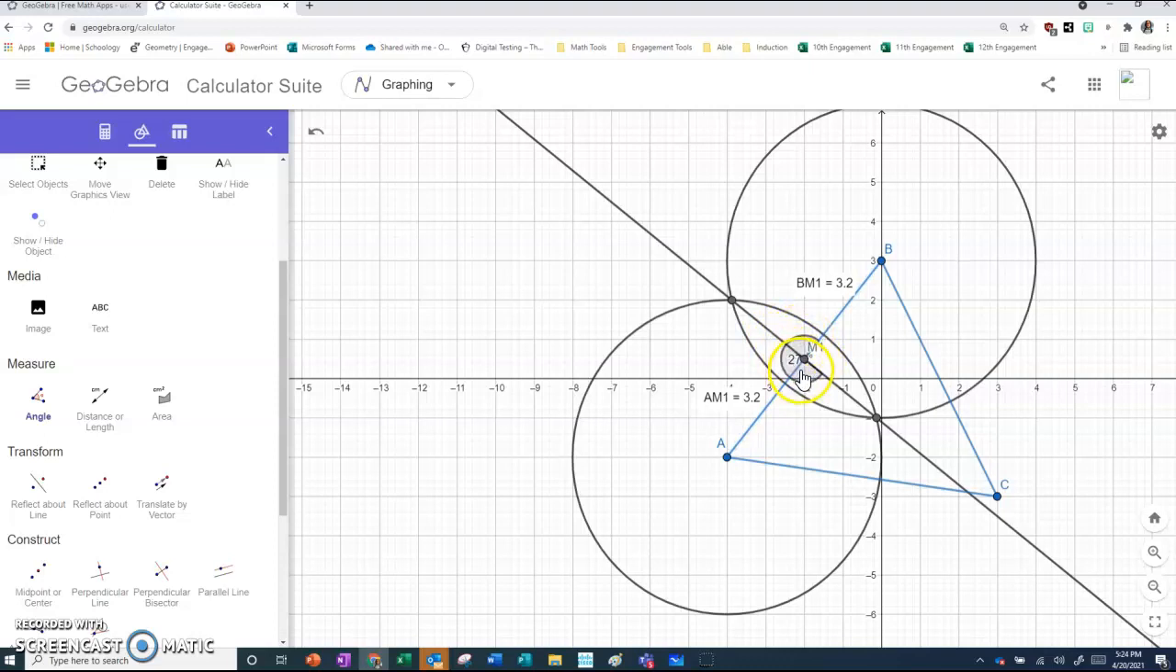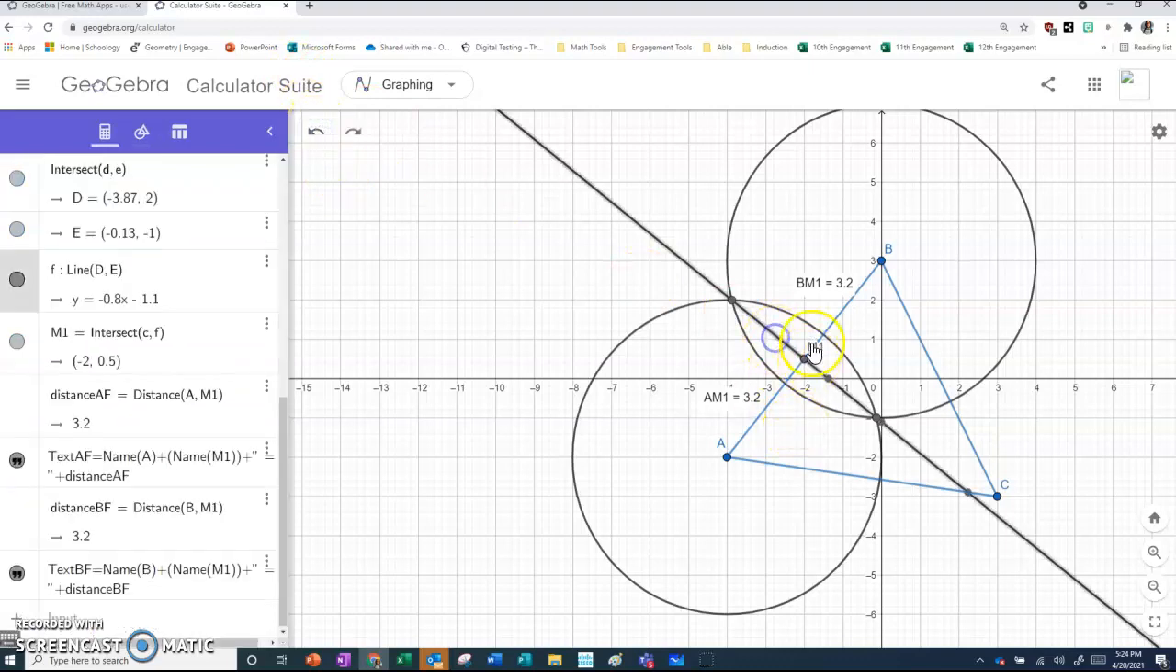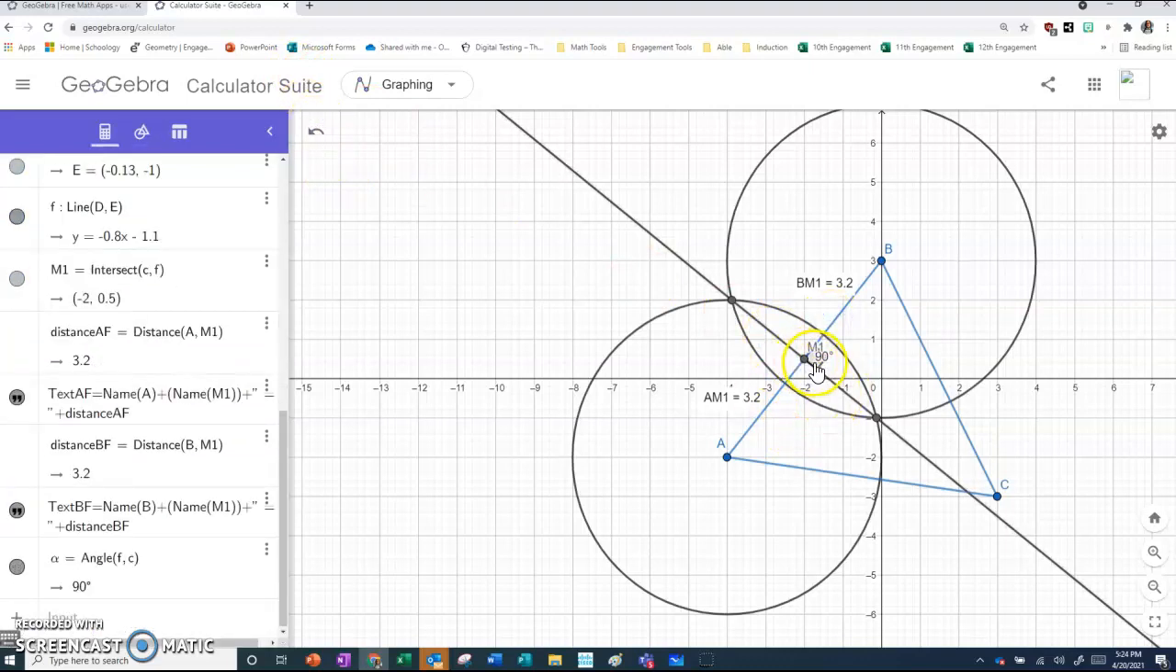Instead of selecting the segment and the line first, try selecting the line first and then the segment. All right, so that gave me 90 degrees. So that does mean that this line is a perpendicular bisector of the segment AB.